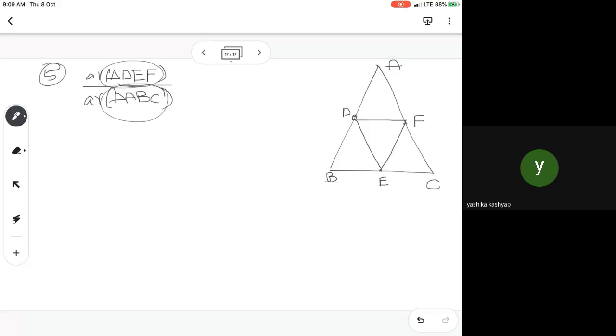Yashika, not audible to me. Sir, midpoint theorem. Yes. Can anyone say what is the statement of the midpoint theorem? Samrat, you wait.